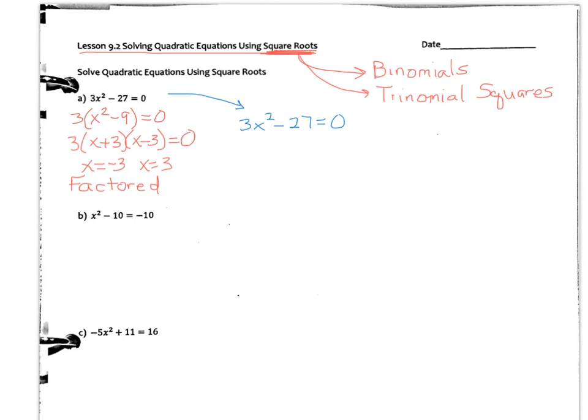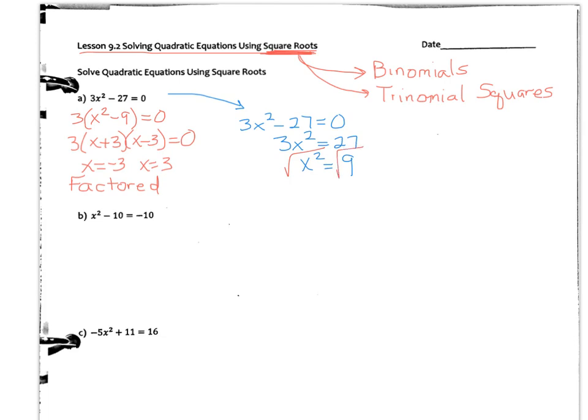Now remember, this new method will work if you have binomials or if you have a trinomial square. So this is a binomial because it has 2 terms. And here we go. You're going to isolate the x squared. So you're going to add 27 to both sides, and that would give you 3x squared equals 27. And then you'll divide both sides by 3, and that will give you x squared equals 9. So you're just isolating the x squared, and now you're going to take the square root of both sides.